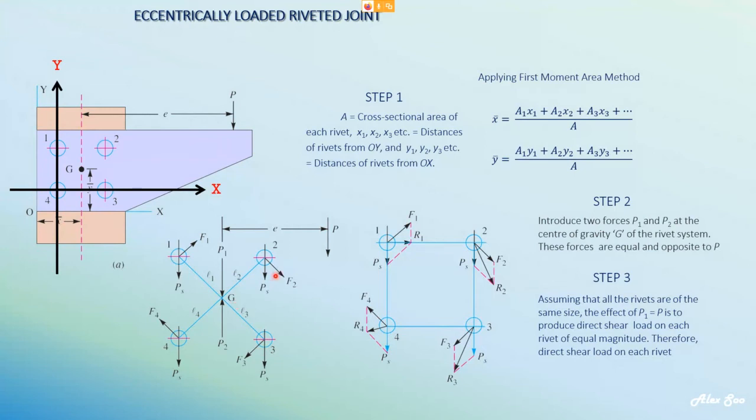Once you have got your secondary shear loads, from this you draw parallelograms based on the P and the F. You have to draw parallelograms like this on the diagram. The diagonal line of the parallelogram shows you the resultant force due to the P and the F on each rivet.